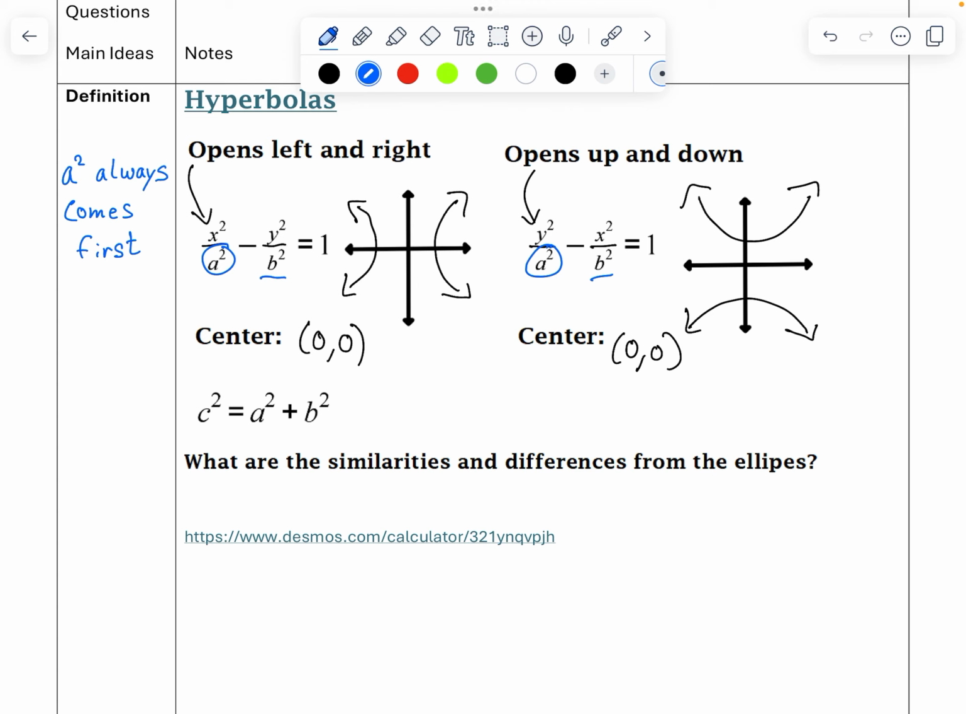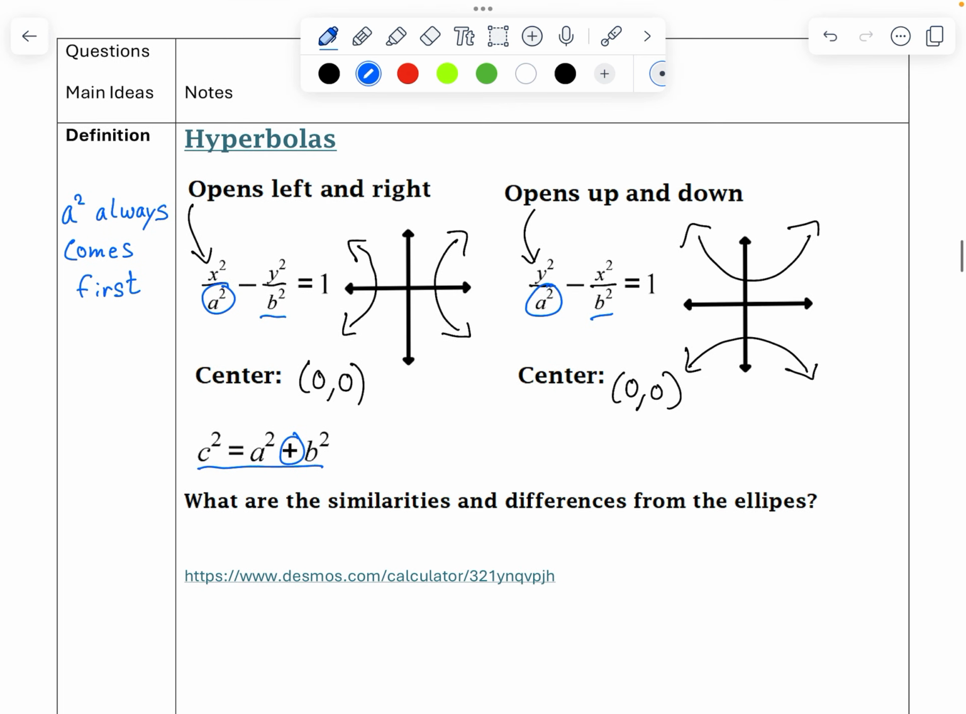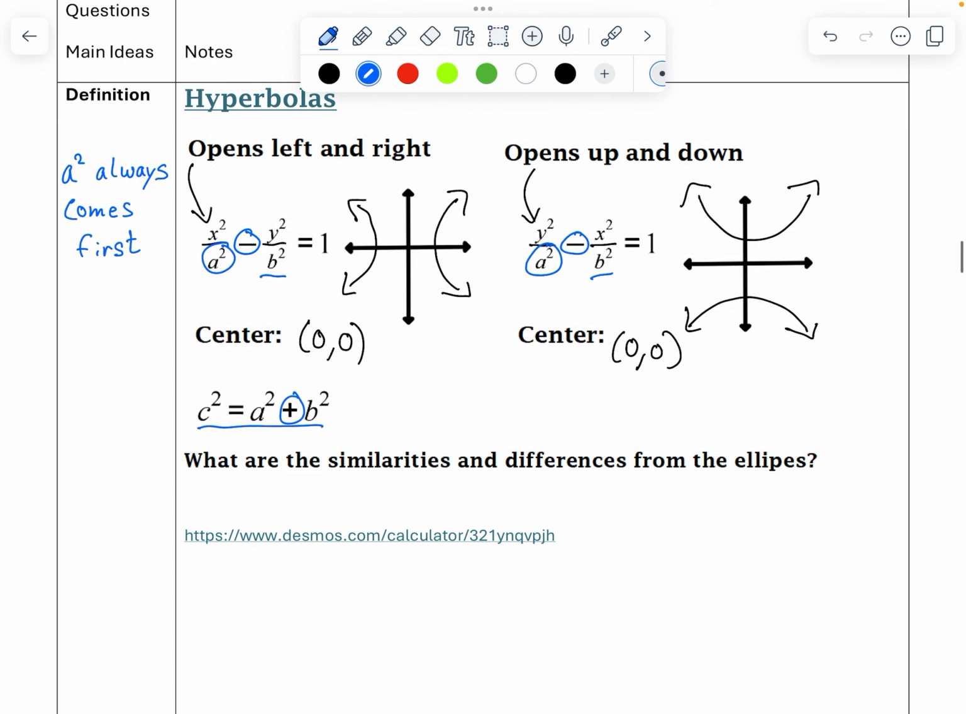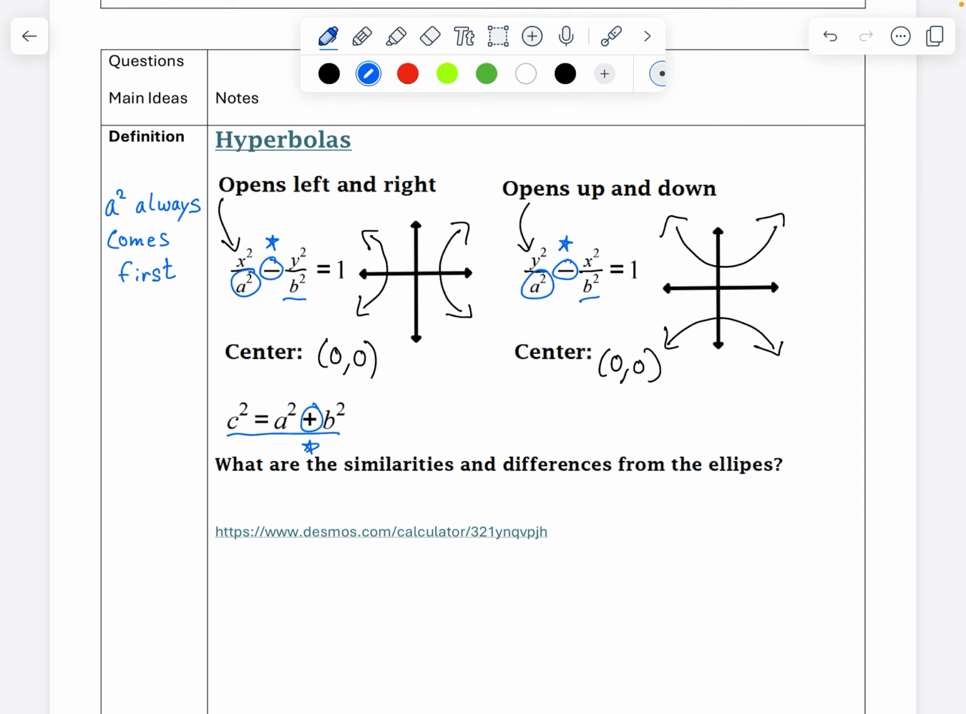Which is why we can have this new foci formula here. C squared is equal to a squared plus b squared. So now we're adding in our foci formula rather than subtracting like we did with the ellipses. So there's a lot of similarities between them. We do see an x squared underneath a squared and a changing of the order with our fractions. But the biggest difference that you'll notice in the general equation is that it's a minus sign in between them. So the way that I like to remember it is if the original equation is minus, then your foci formula is positive, plus sign.